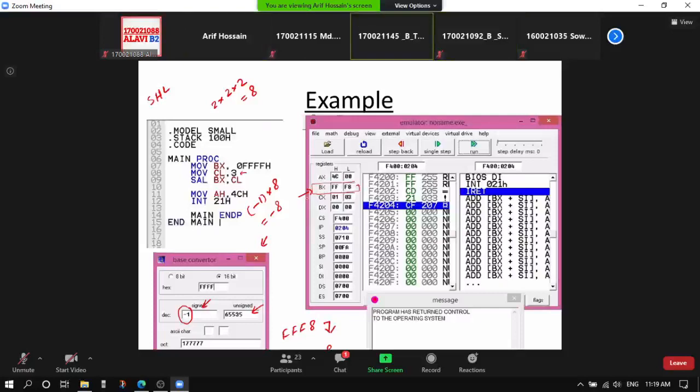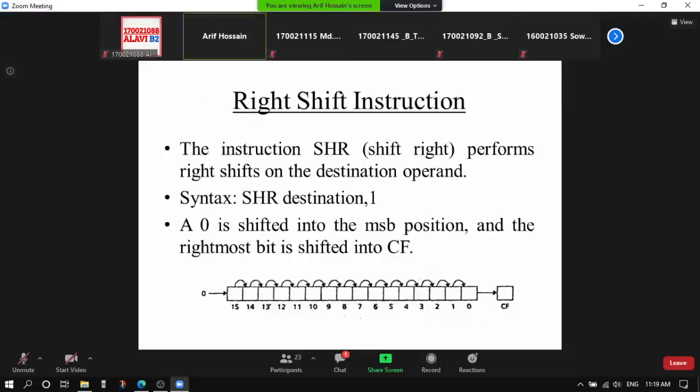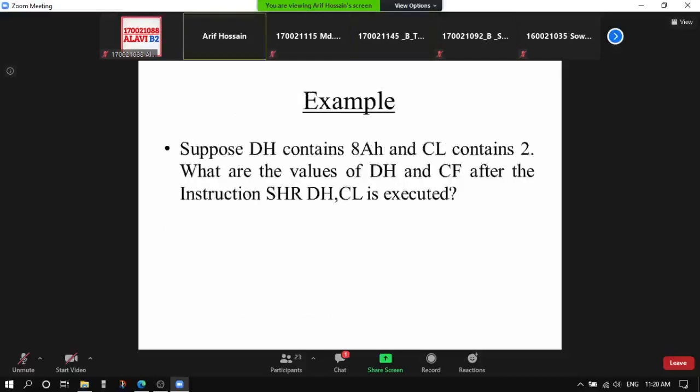So the next thing is right shift. Exactly the opposite of left shift. A0 will be shifted into the MSB, and from the LSB, the bit will be carried to the carry flag. That's it. That is your right shift. The destination is the same, everything is the same, just the opposite one. Clear, right shift? Yes, sir. If you understood the left shift, right shift is nothing, exactly the opposite one.